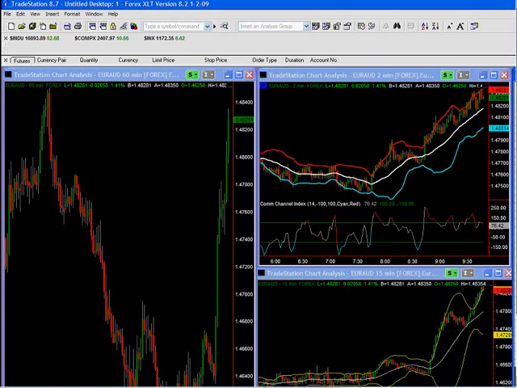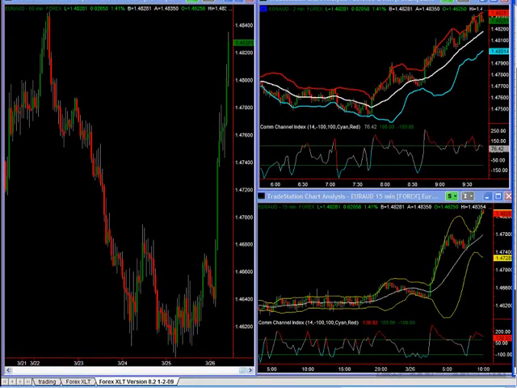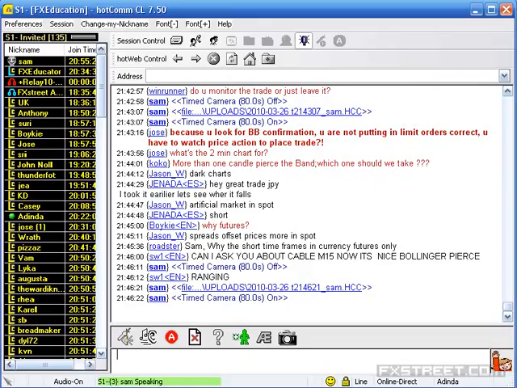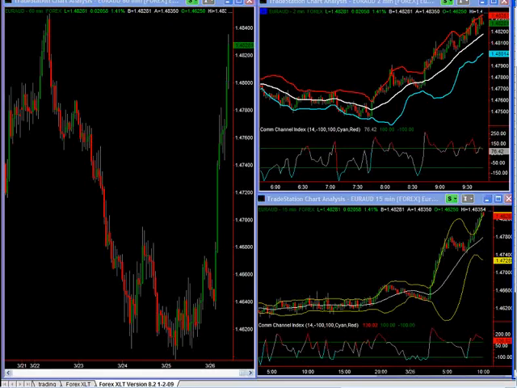You can see it's kind of nearing that prior high over there. Let me just read back. Roadster, why the short time frames in currency futures only? Just because, again, that spot market is more of an artificial market usually created by the broker, whereas in currency futures you're not trading against the broker. Your orders are being matched against other traders. It's more of a free market. You're going through the Globex system. Okay.